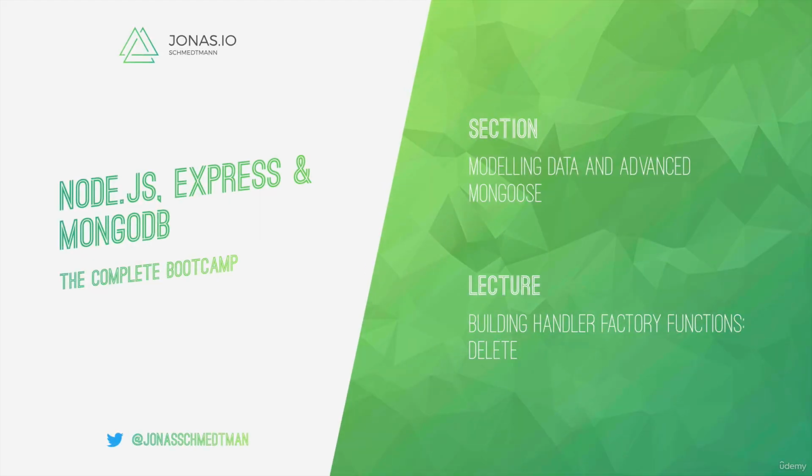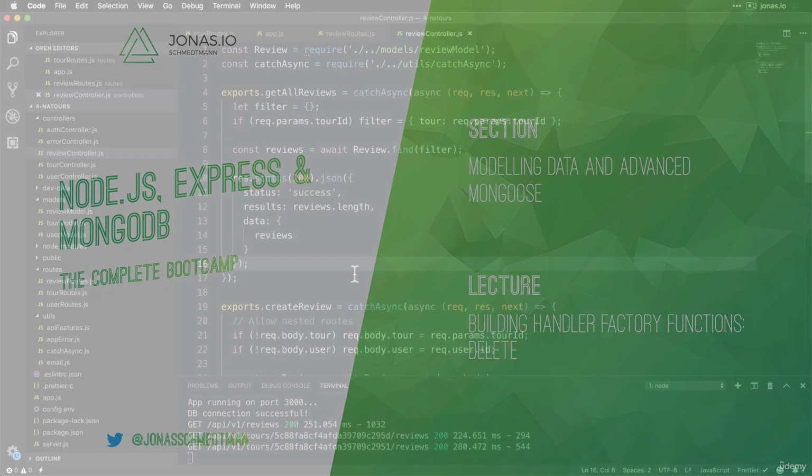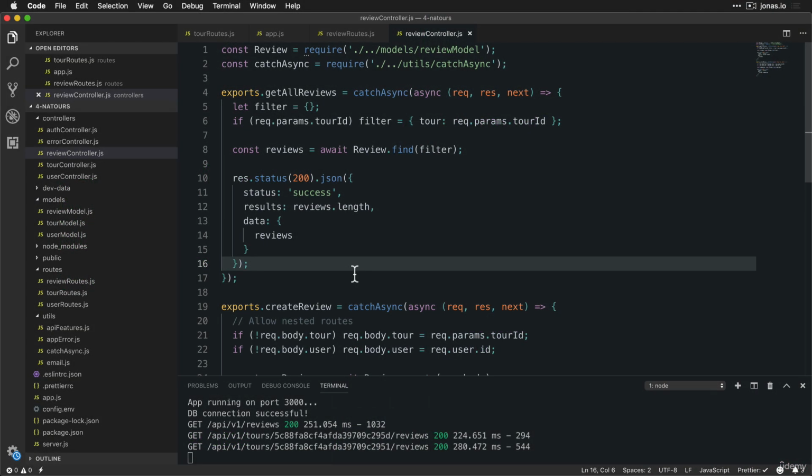In this video, we're going to be building a handler factory function in order to delete review documents, but also documents from all the other collections, all with one simple function. So as I mentioned right at the beginning of this section, adding very similar handlers to all of our controllers will create a lot of duplicate code, right?